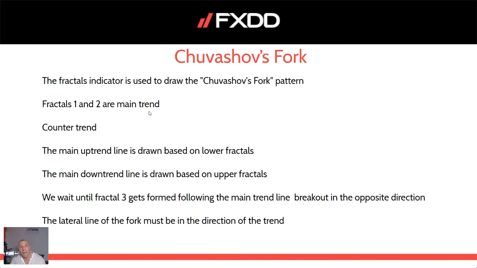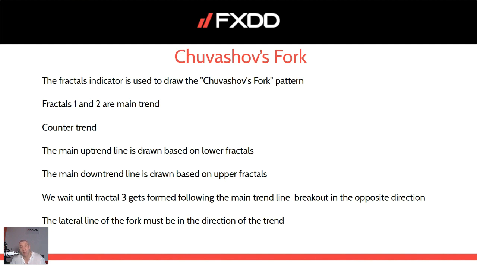Fractals 1 and 2 are the main trend. This is purely counter trend, and this is easily traded as a breakout counter trend. For me, Chuvashov's fork is better than Andrews Pitchfork. I don't know why there is a name Chuvashov's fork. I read it a long time ago on some MetaTrader forums, but obviously this is the name that applied to this fork.